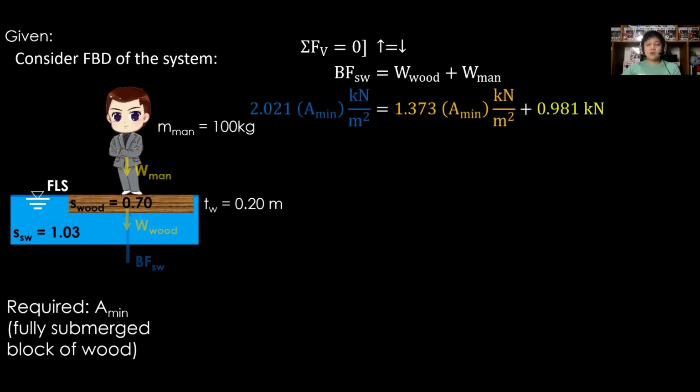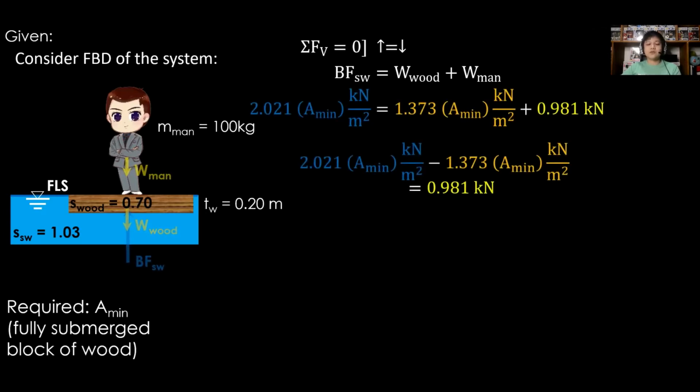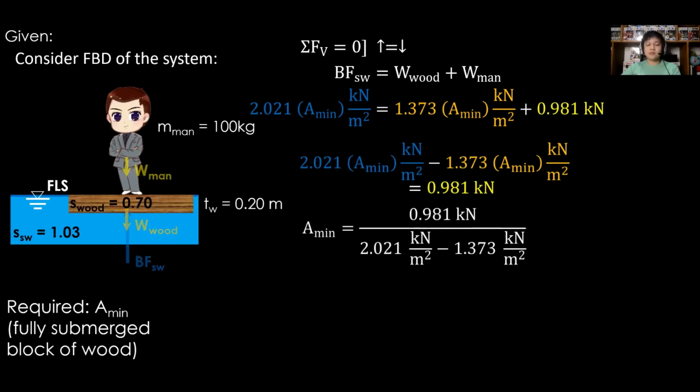So for the updated equation, transpose the value of the weight of the wood at the left side of the equation. Extract A-min and cross-multiply 2.021 minus 1.373 kilonewtons per square meter. Cancel units and simplify. The value of the minimum area is 1.515 square meter. Lower than this value, the block and man will sink, but higher than this value, it will still float because it will consider a higher buoyant force for the wooden block.